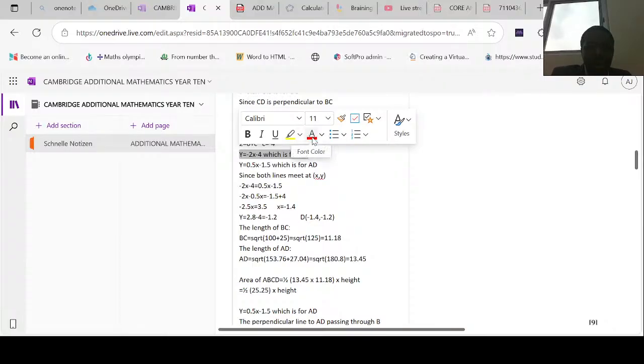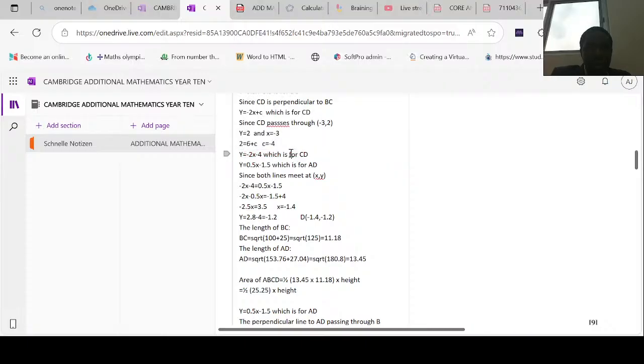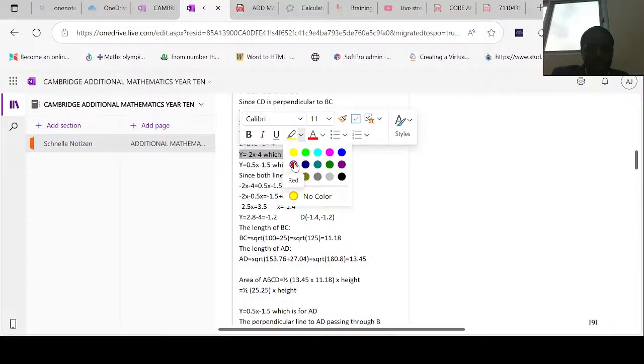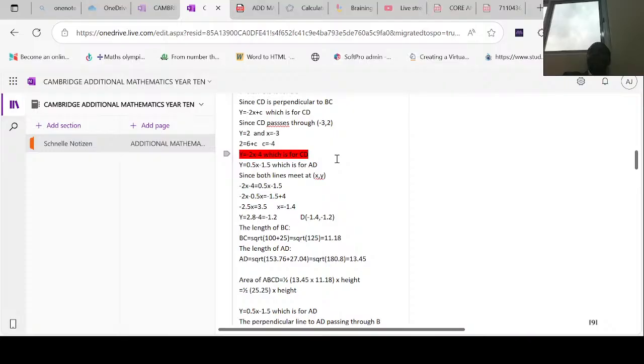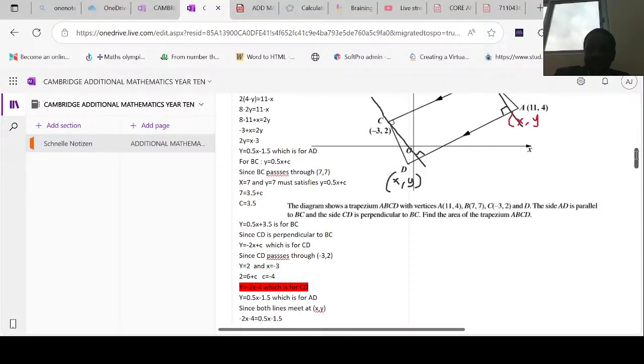I'm calling it red. No. Control Z. So I'm making this one to be, I'm changing it now to show that that thing is important for us to use. So what we now need to find is, so that means CD is a height.